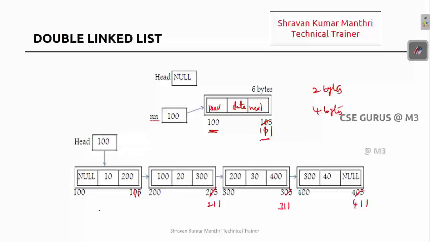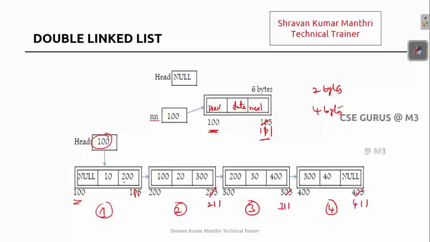Now let us suppose I have 4 nodes: node 1, node 2, node 3, node 4. The representations you can see. Let us suppose they are in a particular double linked list where the head node consists of the address of the first node. What is the address of the first node? 100.